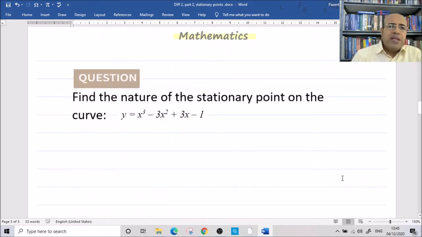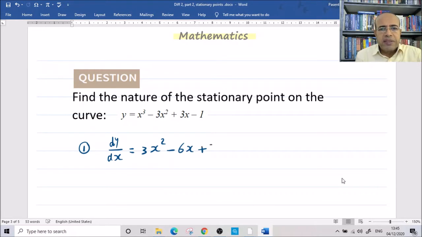In that example, it said find the nature of stationary points. Nature means طبيعة the points: maximum, minimum, or inflection. What is the first step? The first step, we find dy by dx. Differentiate. So it is 3x squared minus 6x plus 3. This is the first derivative.